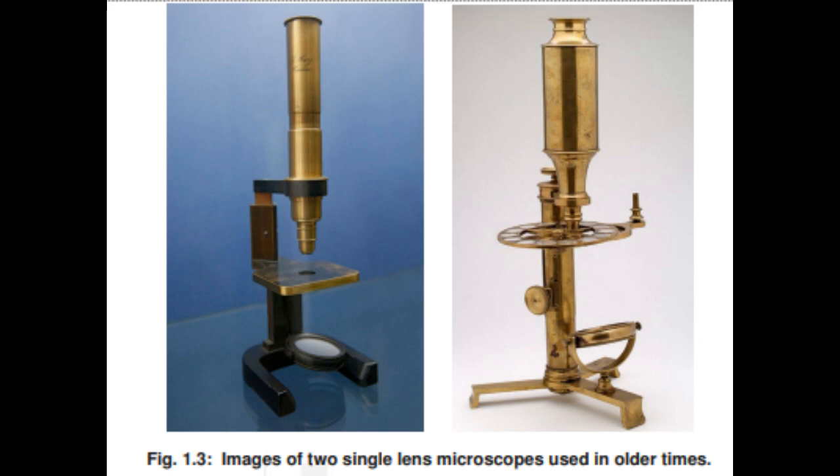1.3. Images of two single-lens microscopes used in older times. 1.2.1 Principles of microscopy. A microscope is an instrument which contains two lenses, a light source, and mechanical adjustable parts.